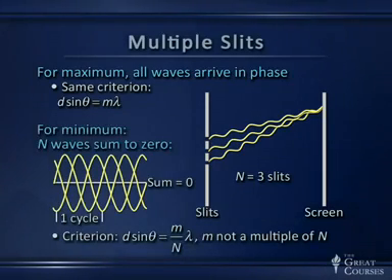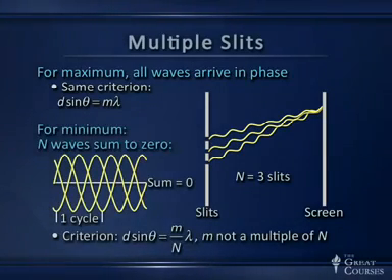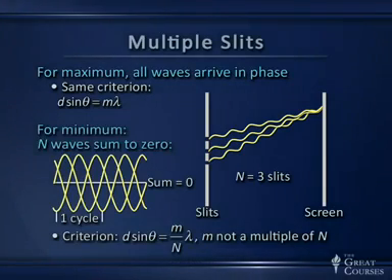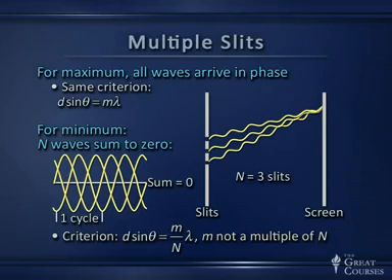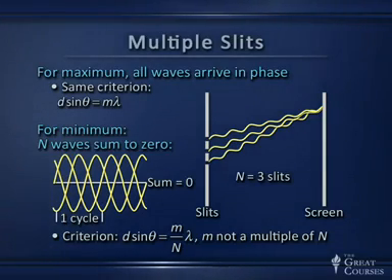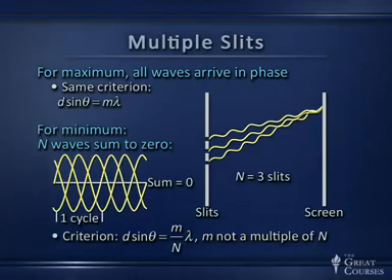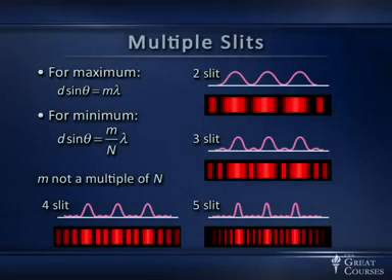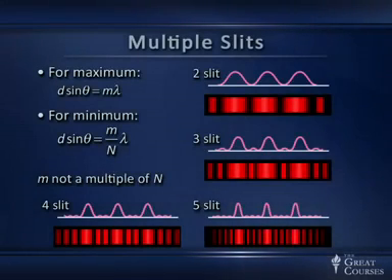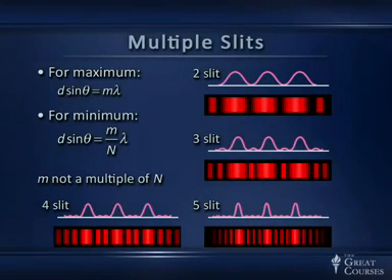For a minimum, things get more complicated. We have n waves, 3 in this case. We're trying to sum them to 0, and they've got to sort of be staggered in phase to come out 0. So the condition for a minimum becomes a little bit more complicated. What happens if we have multiple slits? The criterion is actually d sine theta has to be some integer divided by the total number of slits times lambda, and the integer can't be a multiple of the number of slits, or you'd have constructive interference. This is getting complicated. But let's take a look at what happens. When you have lots of slits, you have this criterion for a maximum, this criterion for a minimum. When the number of slits is relatively small, for example, at the top in this picture, you get the kind of interference pattern we just talked about.